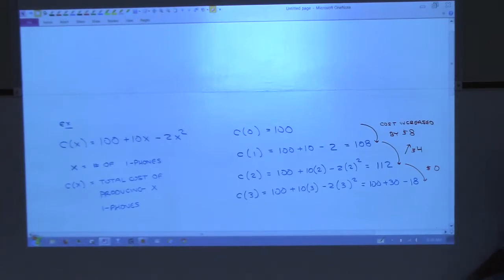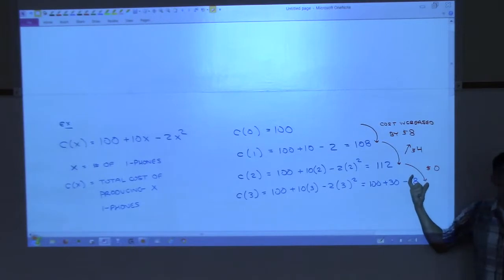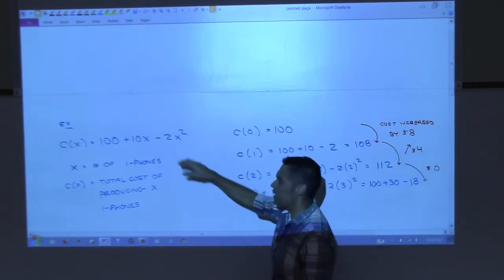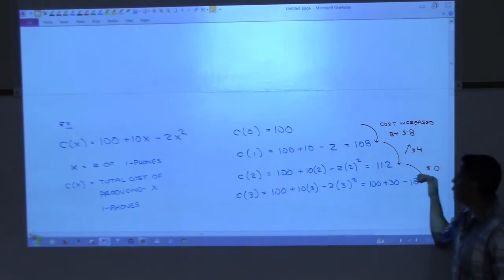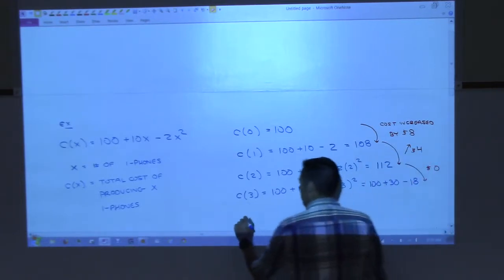Now that's kind of important because that's telling me that if I manufacture 2 phones or 3 phones, I actually have the same cost, don't I? According to this model, it makes no difference in terms of cost to manufacture 2 phones or 3 phones. Get the same thing, right? Let's go one more. I want to see what happens at 4.